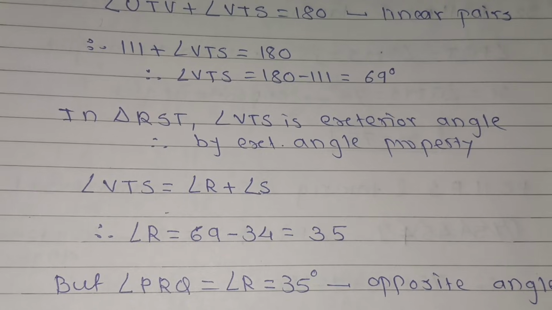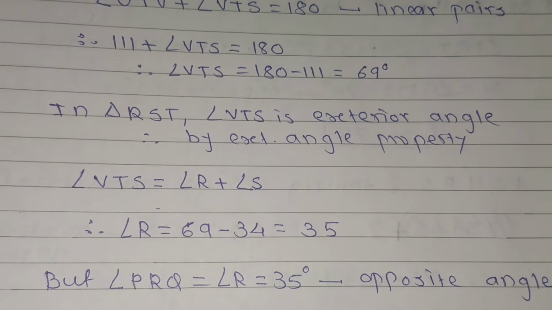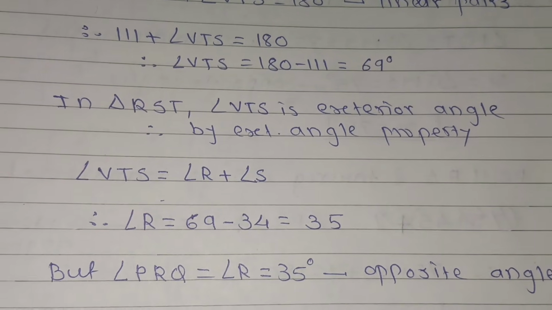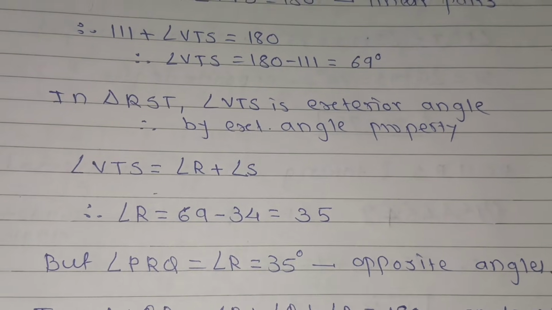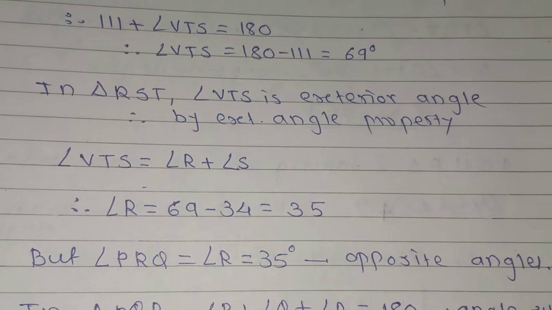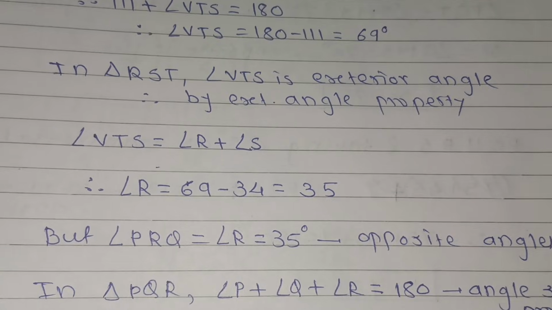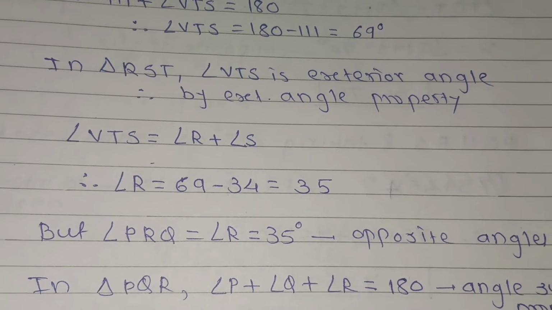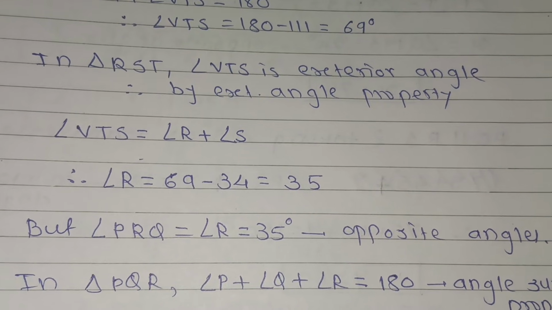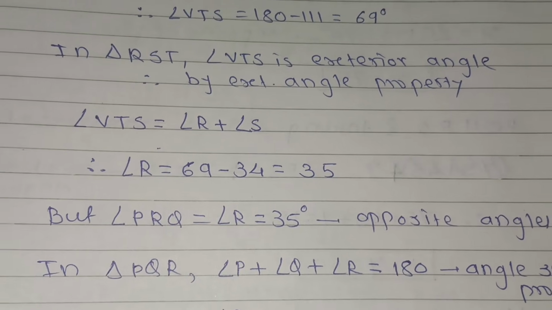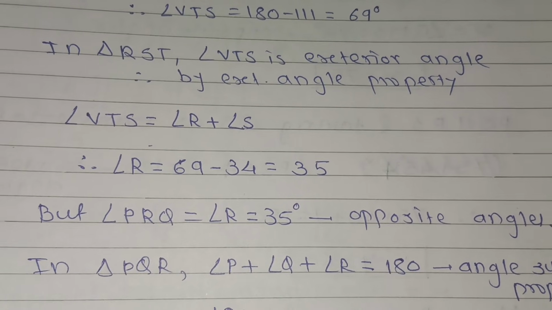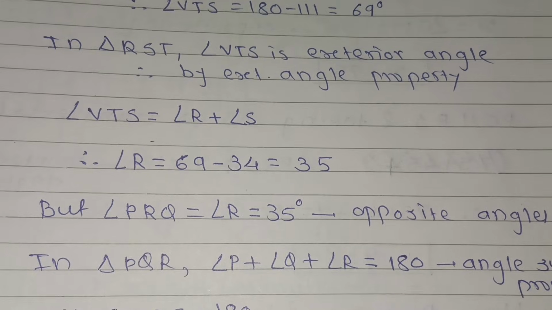In triangle RST, angle VTS is the exterior angle. So by exterior angle property, angle VTS is the sum of angle R plus angle S. After putting the values, we get the value of angle R, that is 35 degrees. But angle PRQ is equal to angle R is equal to 35 because both are opposite angles and opposite angles are equal. In triangle PQR, angle P plus angle Q plus angle R is equal to 180.